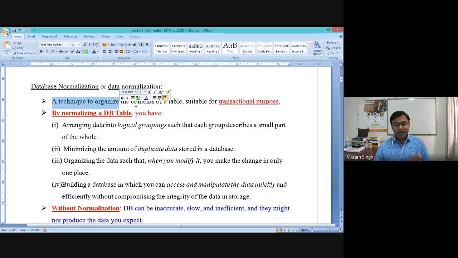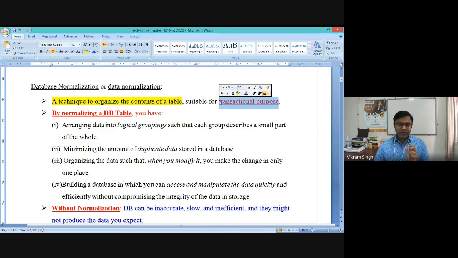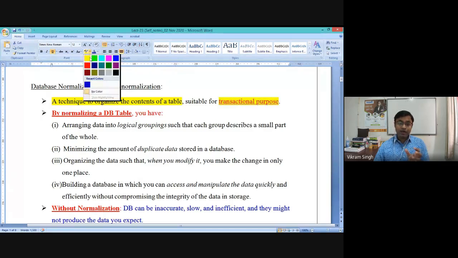Now we are making it more suitable for transactional purposes. So it is a technique to organize the content of a database table, and the purpose of the organization is to make it suitable for transactional purposes. Suppose there will be some operation by a user or maybe multiple users on these database values or database attributes, it should be suitable enough.